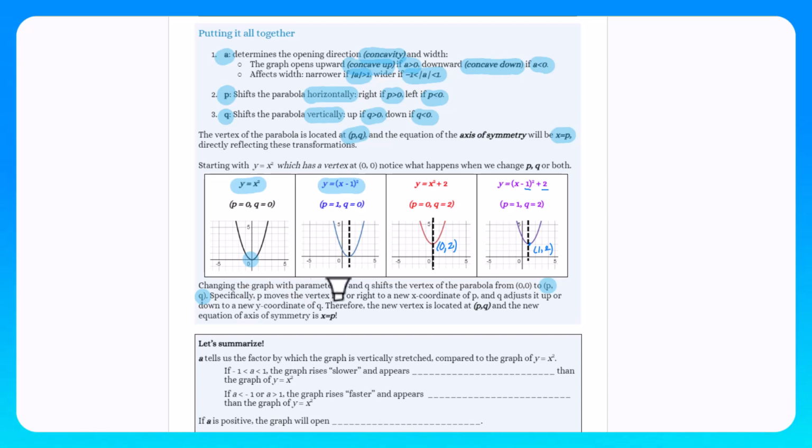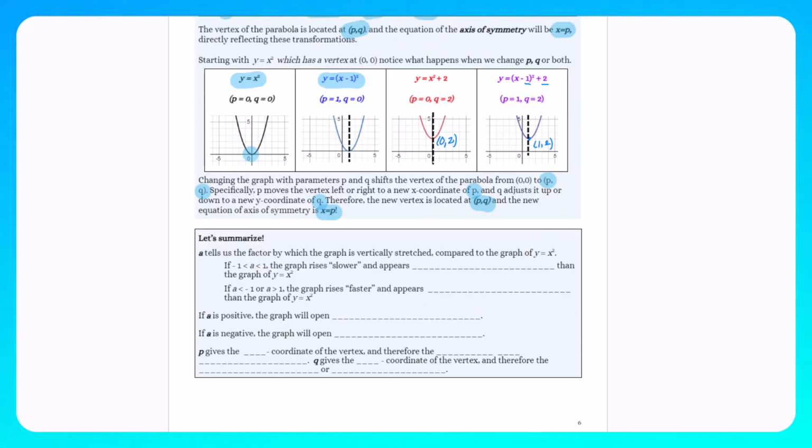P moves the vertex left or right, and the new x-coordinate is P. Q adjusts it up or down, and the new y-coordinate is Q. The vertex, let's say it one more time, is P and Q, and the axis of symmetry is x equals P. So let's see if you can remember this and organize it into this nice table, and let me know what you come up with. Maybe pause the video just a moment, fill it in, and then I'll go through it with you.